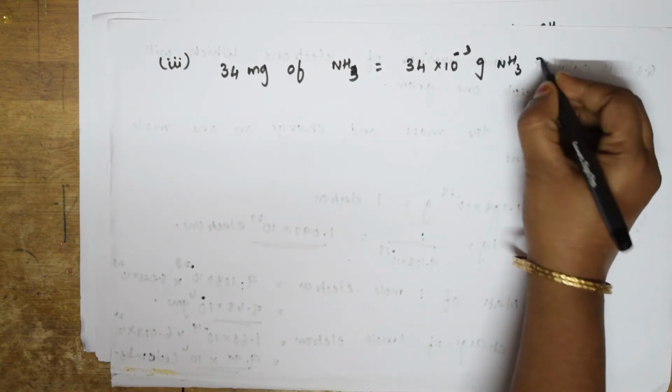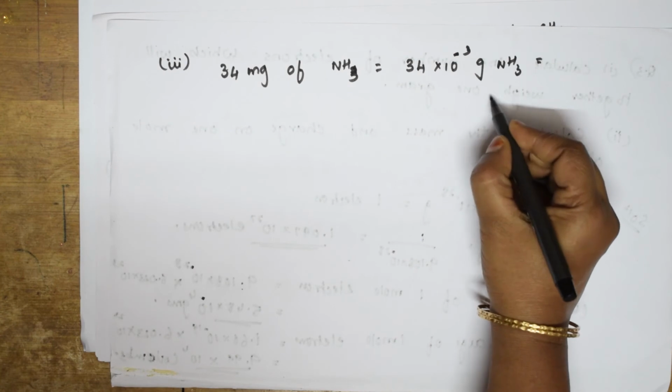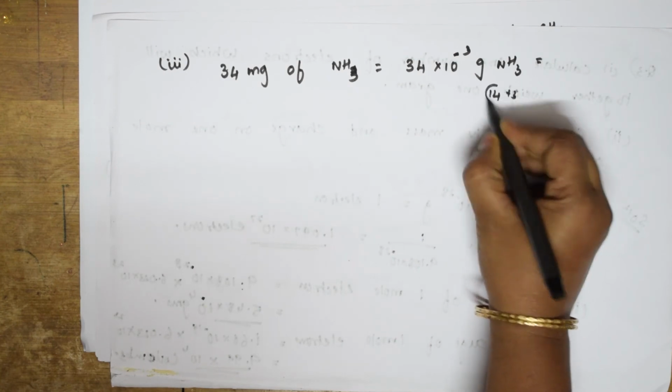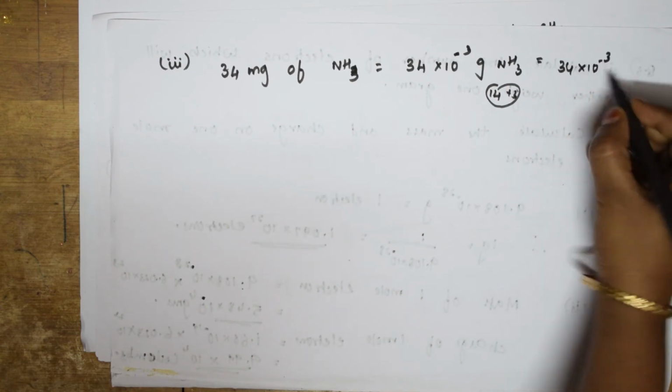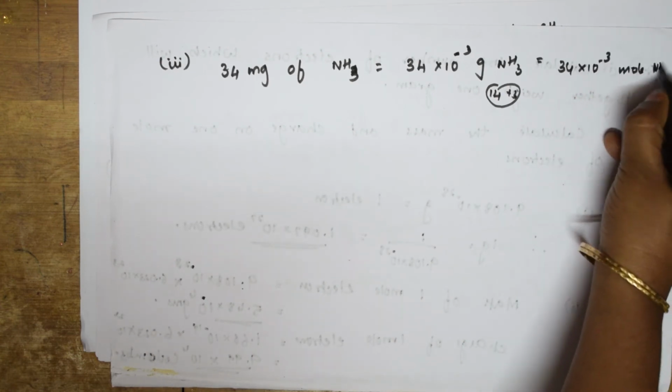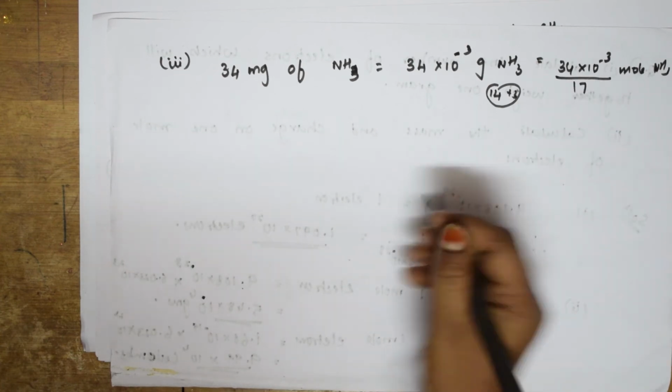Ammonia. Okay, how much is the weight of ammonia? It is nothing but 14 plus 3, that is 17 grams, isn't it? That means 34 into 10 raised to the power of minus 3, moles of ammonia, divided by 17. How much does this come to?